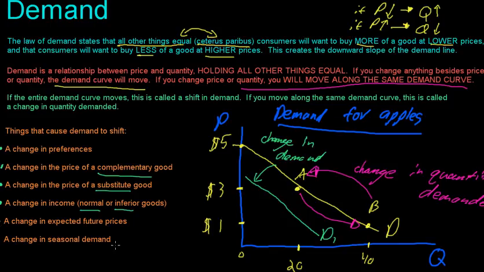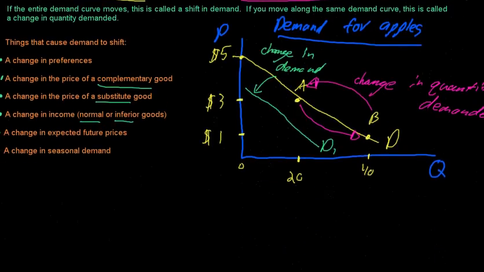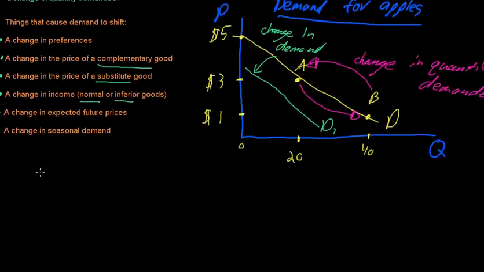Other things that cause demand to shift are a change in expected future prices. This works like this: if you think prices will be higher in the future, if you think prices are going up, then you'll buy more today.